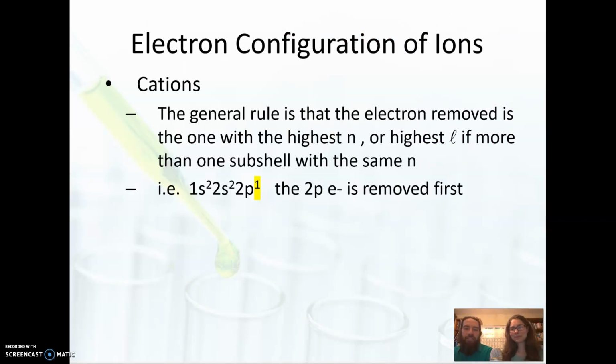Now, cations are a little more tricky, but not bad. So the general rule is we remove the electron, because cations, okay, I should back up. Cations are positive ions. So positive ions are formed by losing electrons. The general rule is that the electrons that are removed or lost are the ones with the highest N, the principal energy level, or the highest L if there's more than one subshell with the same N. So if we had, like in this example, the 2s2 and the 2p1, that 2p electron will be removed first.